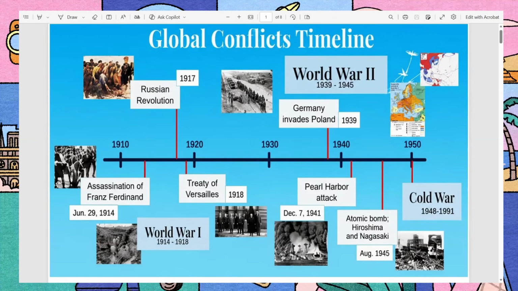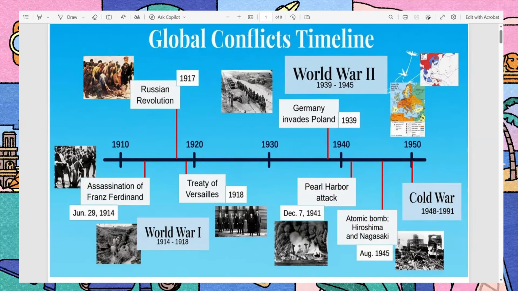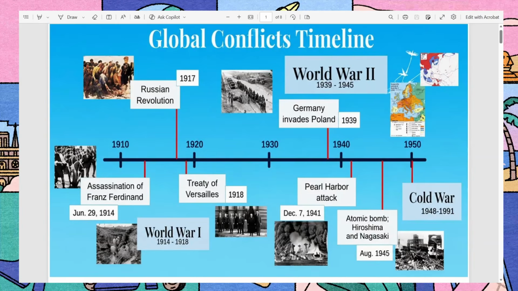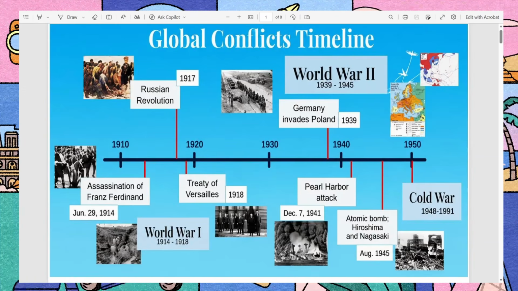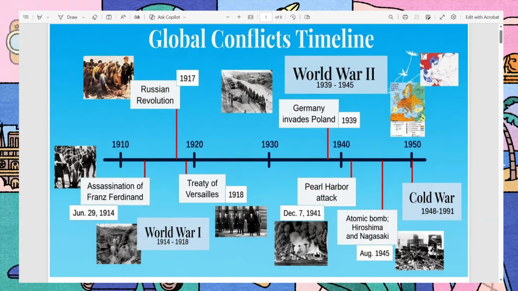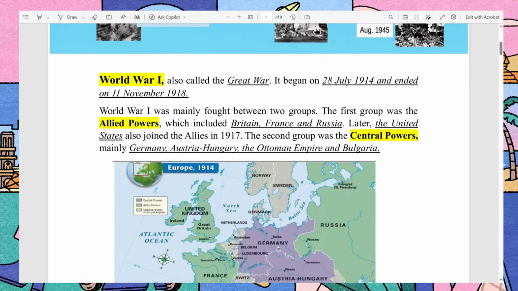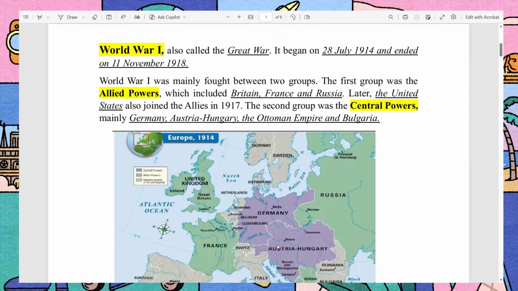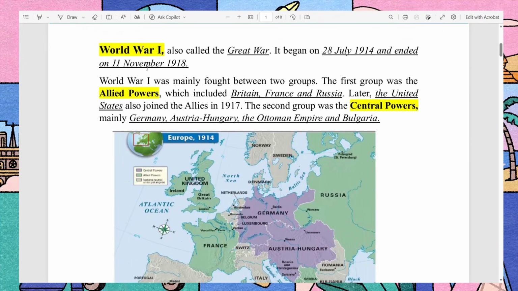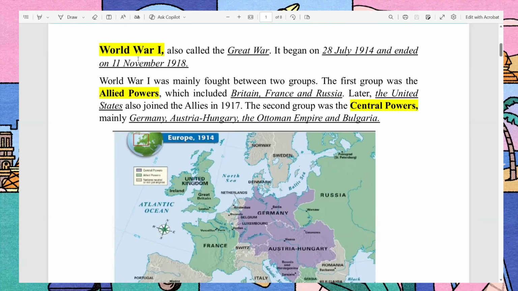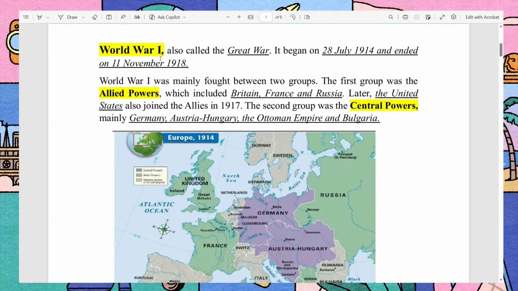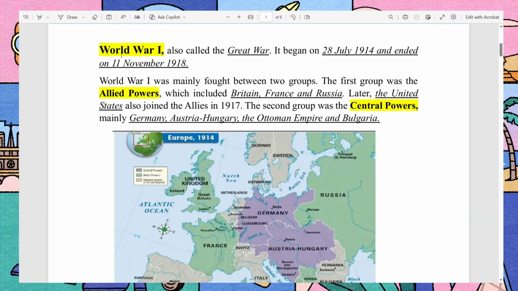Before moving into the discussion, let us now observe the image of global conflict timeline for a few seconds. Let us now move to our main topic, World War One. What is World War One?